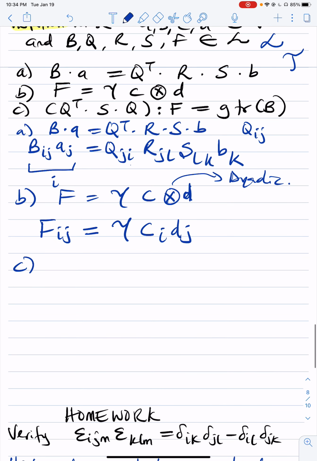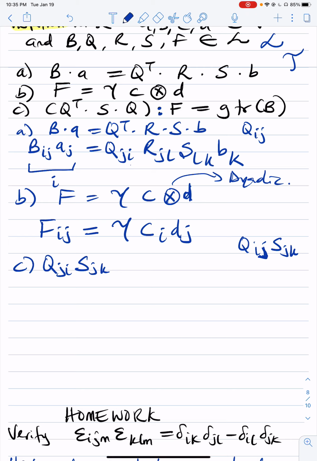So the final one, C. No, C is a bit tricky, right? So let's say Q is Ij. Q transpose written here should become QGI. Then S should cancel the immediate one, J, with the new one, K. So JK, right? So you can see this unique sign. This is what we call contraction.